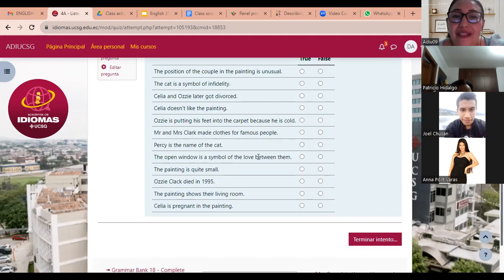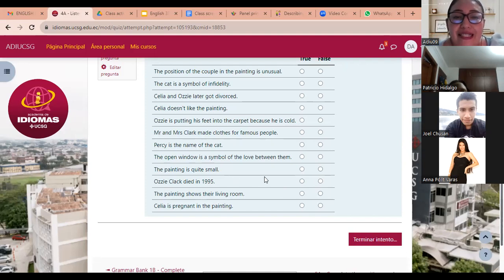The open window is a symbol of the love between them? Not really, because it seemed that they didn't have a good relationship. So that's false. The painting is quite small. What do you think? False. Yeah, that's false, right? It was a big painting, huge. I think it was 3 meters by 2 meters. So it was very big.